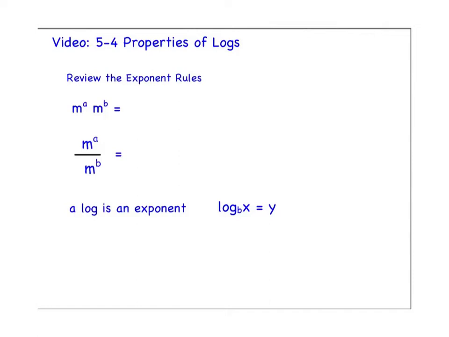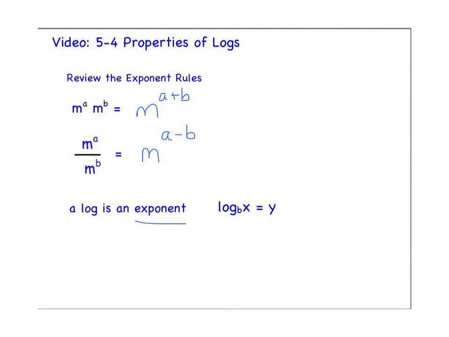M to the A times M to the B. Notice the M's have the same base. You would add the exponents. So I would have M to the A plus B. If I have M to the A divided by M to the B, same bases, then I would have M to the A, the numerator, minus B.